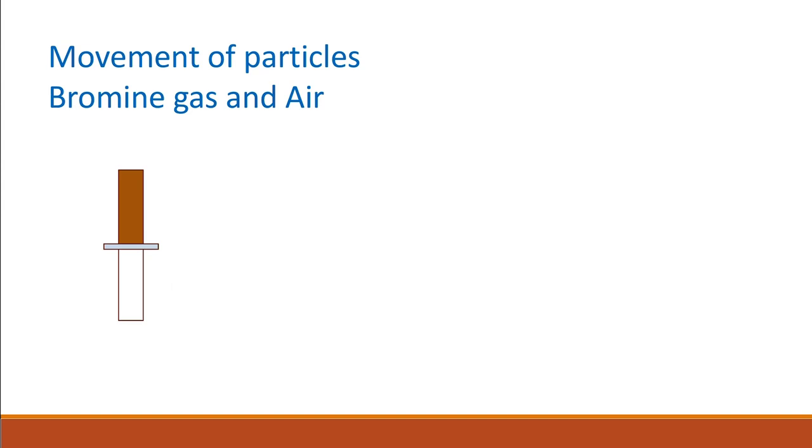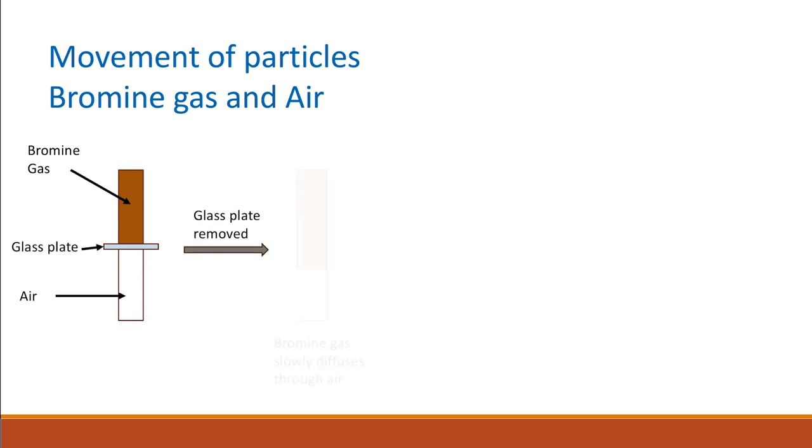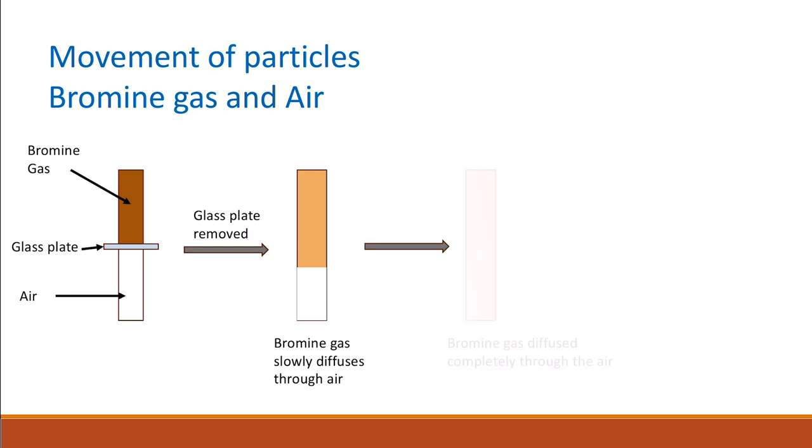The movement of particles through gas can also be seen with bromine gas and air. When you have bromine gas in an inverted tube and air in the other tube, and they are separated by a glass plate, if you remove the glass plate, you start to see that bromine gas will slowly diffuse through air until it completely diffuses through air, and the color will fade as well.